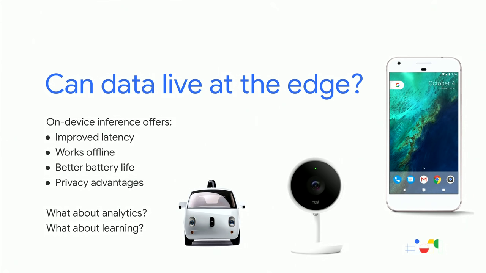On-device inference offers improvements to latency, lets things work offline, often has battery life advantages, and can also have some substantial privacy advantages because a server doesn't need to be in the loop for every interaction you have with that locally generated data. But if you don't have a server in the loop, how do you answer analytics questions? How do you continue to improve models based on the data that those edge devices have? That's really what we'll be looking at in the context of federated learning.